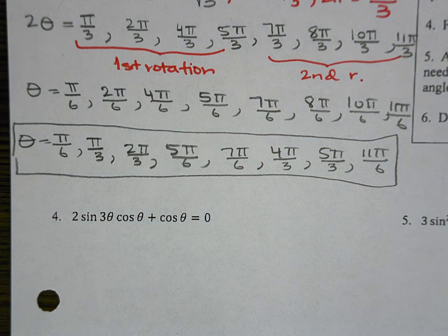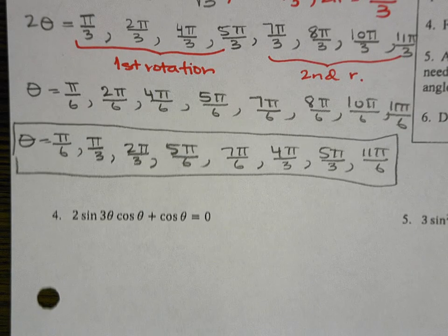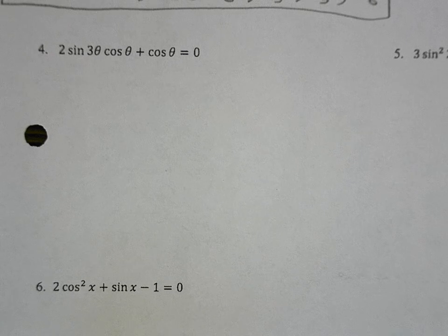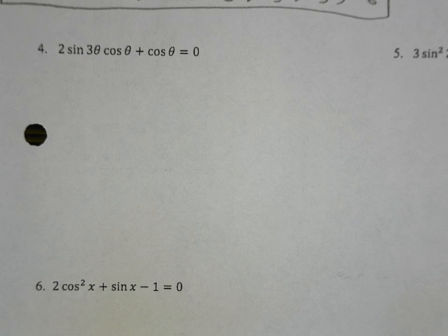There we go. Okay. All right, so let's take a look at question number 4. So for this one here, we need to isolate the trig ratio. I don't just have one trig ratio, right? I don't have just cosine to get by itself or just the sine 3 theta by itself. I have a combination of the two. So that means I want to look at trying to factor.